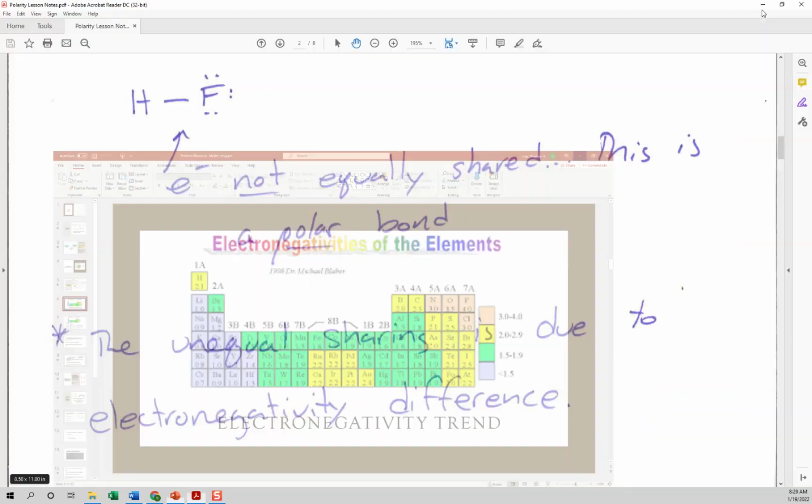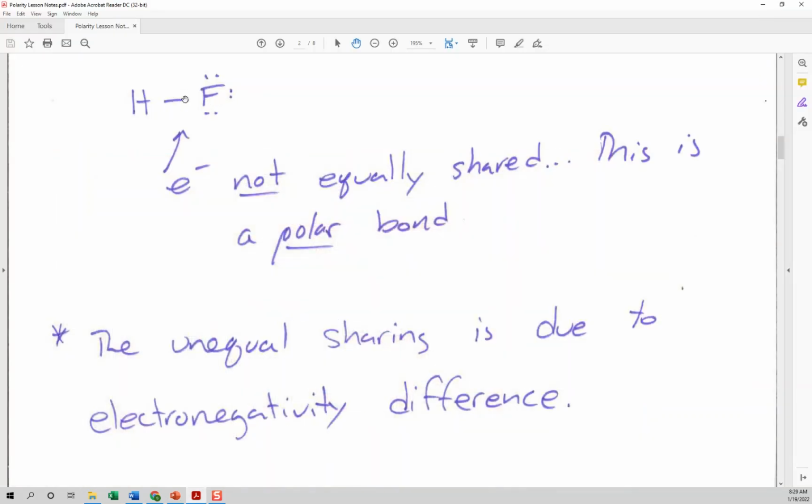Now, electronegativity is the ability to attract the electrons that are in this bond to that element. So fluorine has a greater electronegativity. That means those electrons in the bond are going to get pulled closer to the fluorine atom and further away from the hydrogen atom. Now, understand what that does.